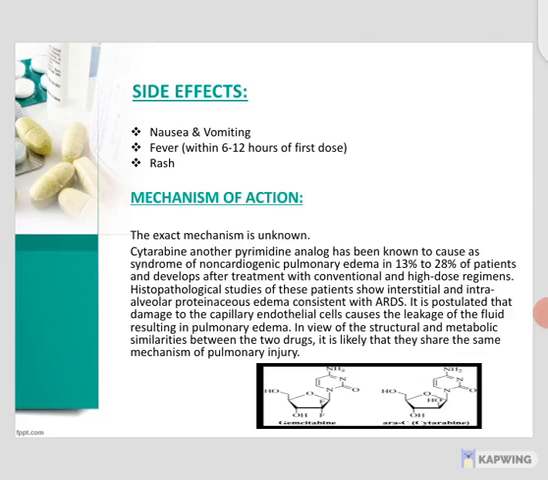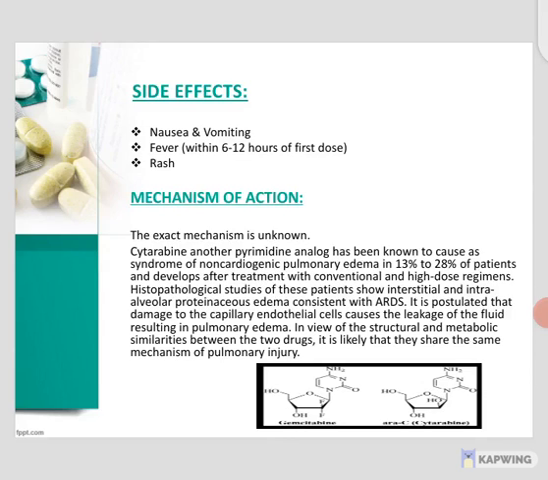Mechanism of action. The exact mechanism is unknown. Cytarabine, another pyrimidine analog, has been known to cause a syndrome of non-cardiogenic pulmonary edema in 13 to 28% of patients, developing after treatment with conventional and high-dose regimens. Histopathological studies of these patients show interstitial and intra-alveolar proteinaceous edema consistent with ARDS. It is postulated that damage to the capillary endothelial cells causes leakage of fluid, resulting in edema.